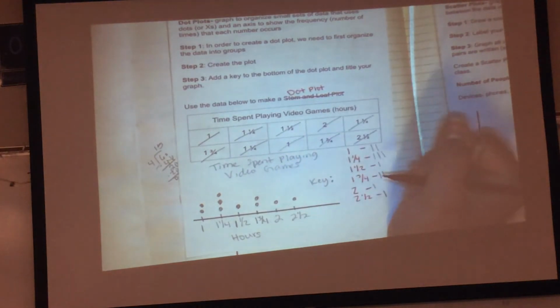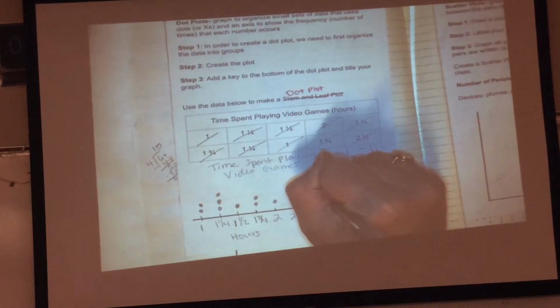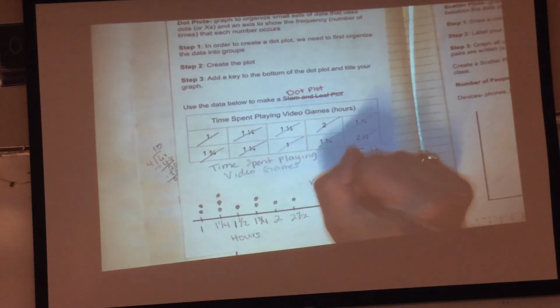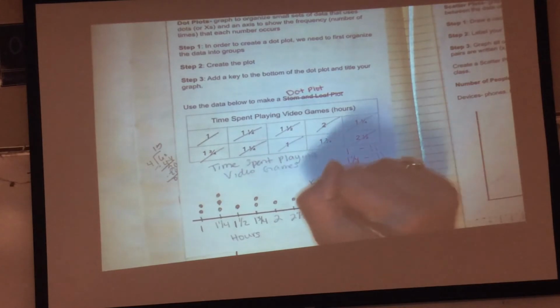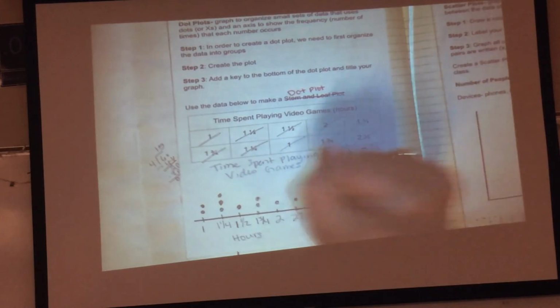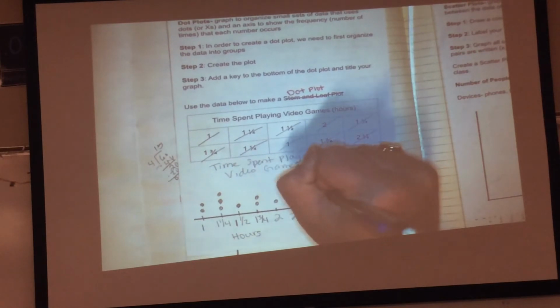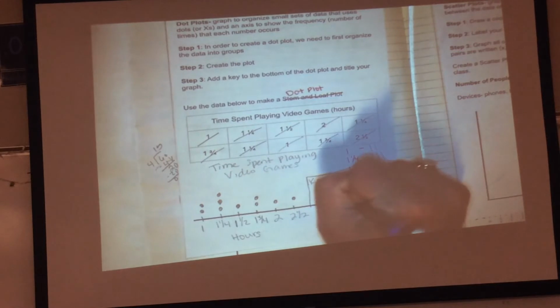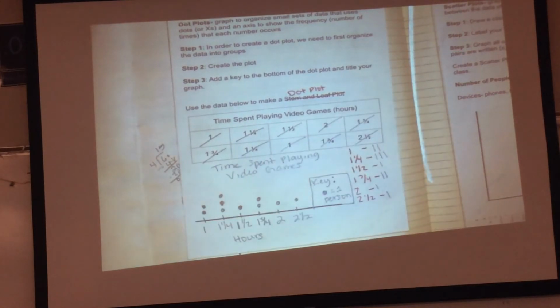1 dot equals 1 time. Oh, one dot equals one person. Yep. 1 dot equals 1 person. And the key is really important to read because it could say 1 dot equals 4 people, right?